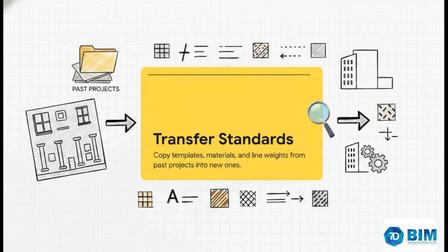Now, if you're sitting there thinking, man, this sounds like a ton of work to build from scratch, I have fantastic news. Let me introduce you to the ultimate time-saving cheat code, Transfer Project Standards. If your firm has an older project where you just perfectly nailed the line styles, text types, and materials, you can simply open that past project alongside your new template and transfer those standards directly over. You do not always have to reinvent the wheel. You just have to know how to grab the perfectly tuned elements you already built.